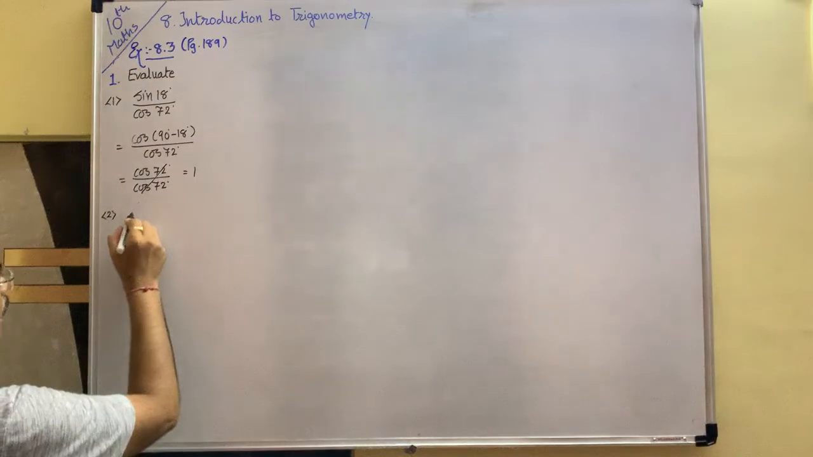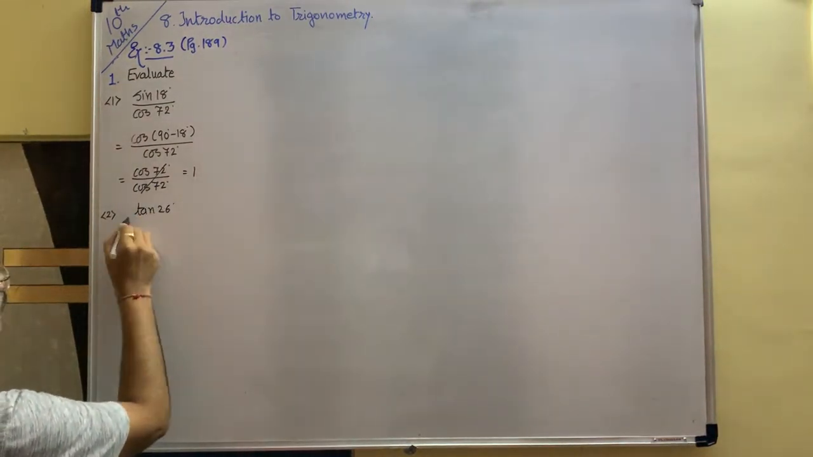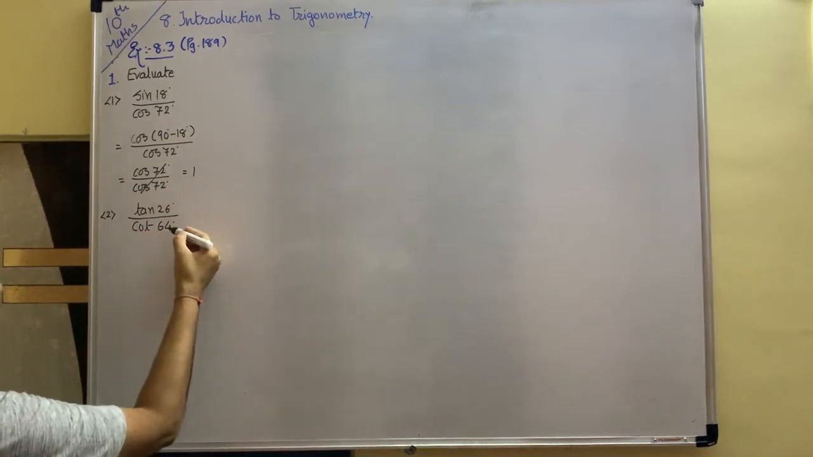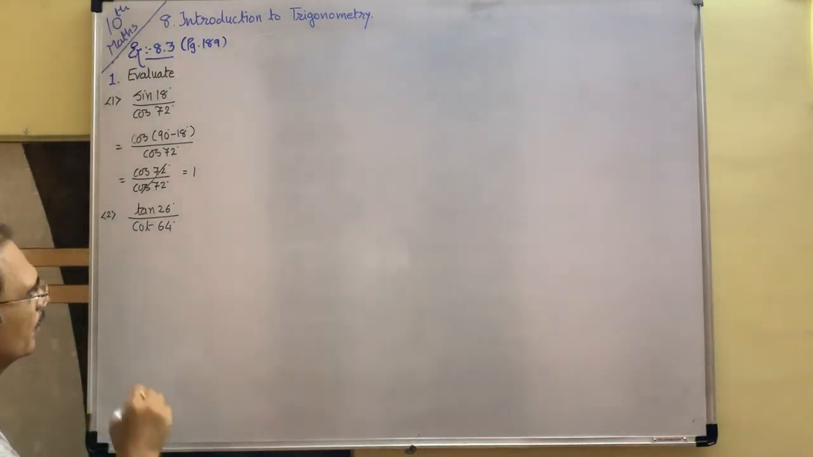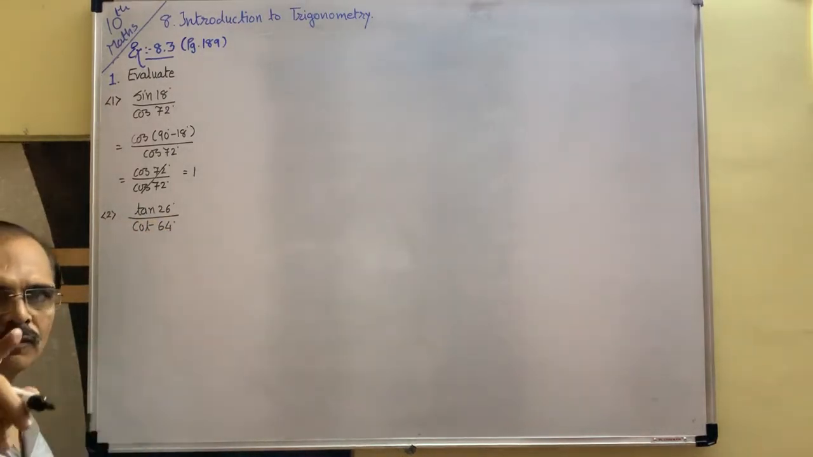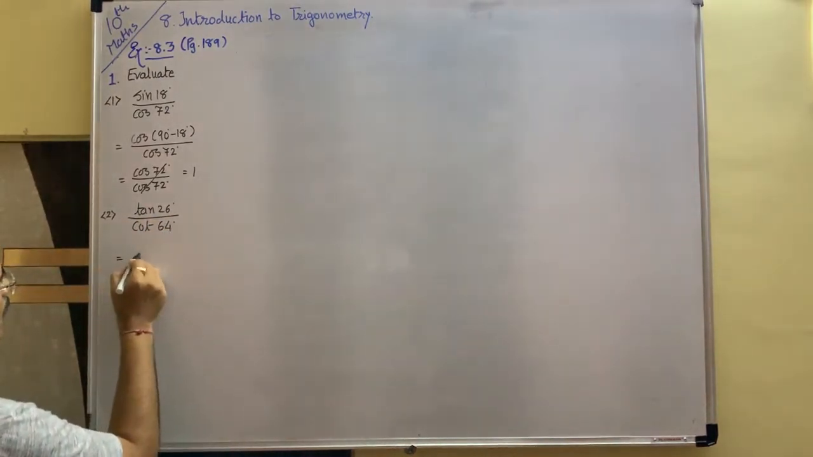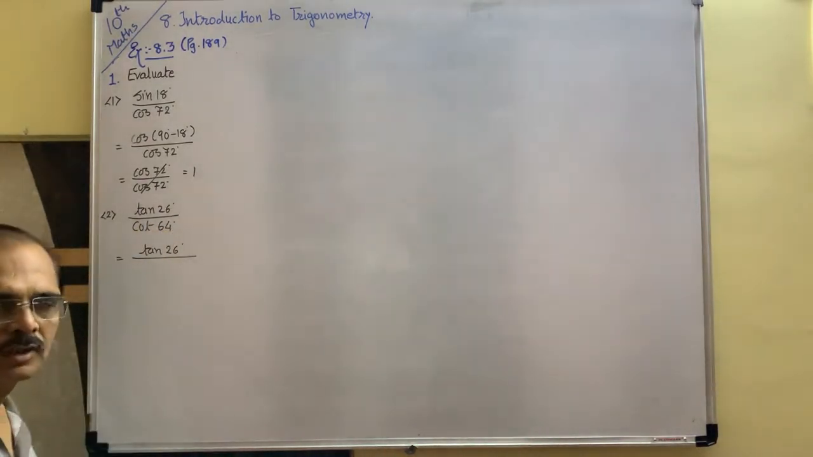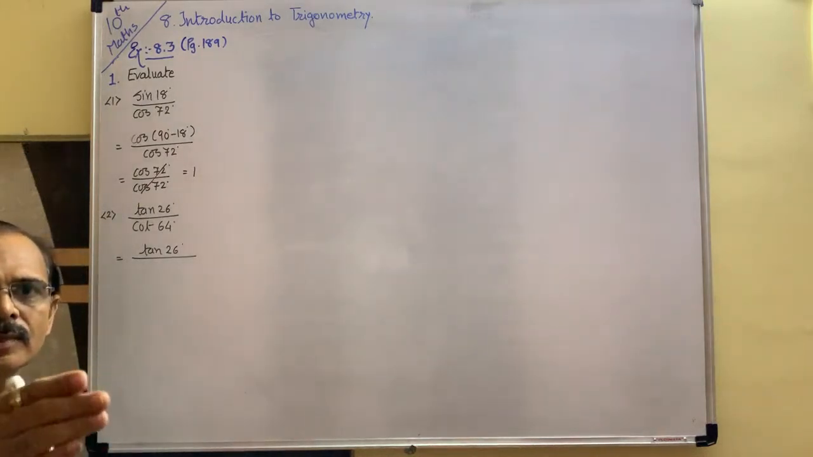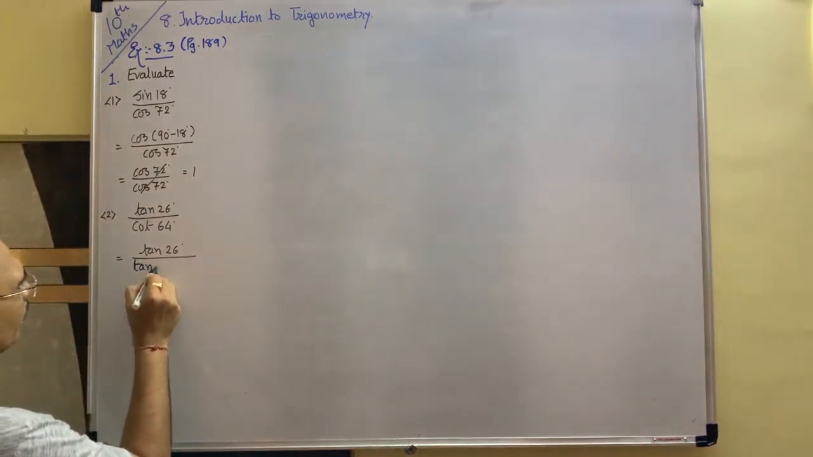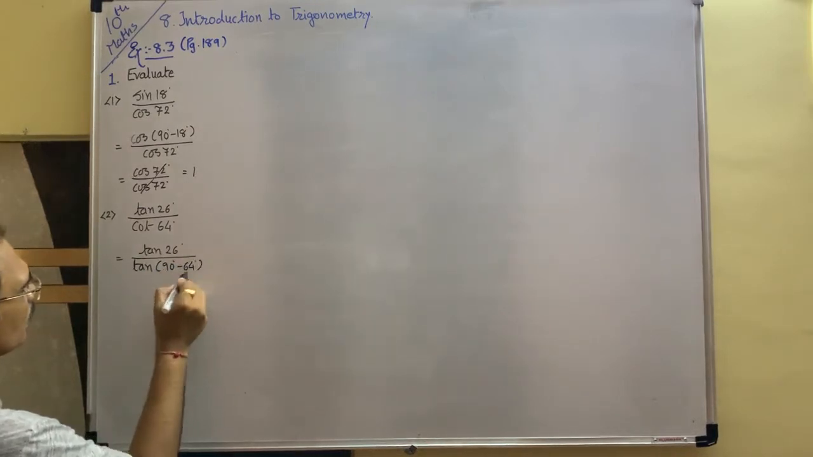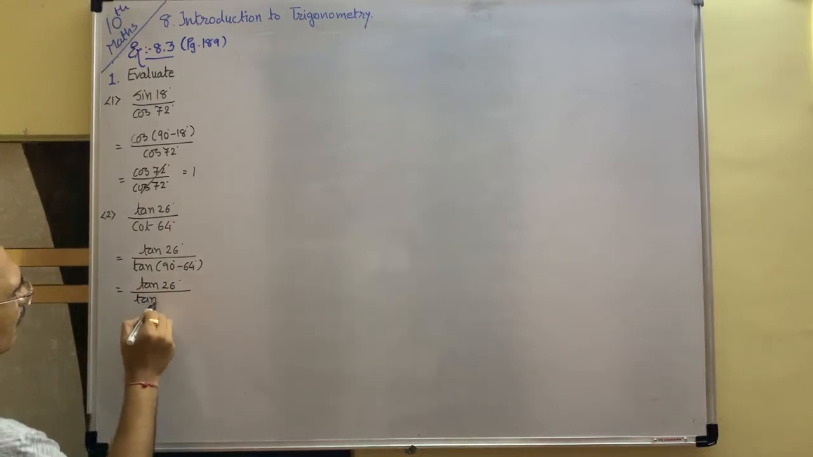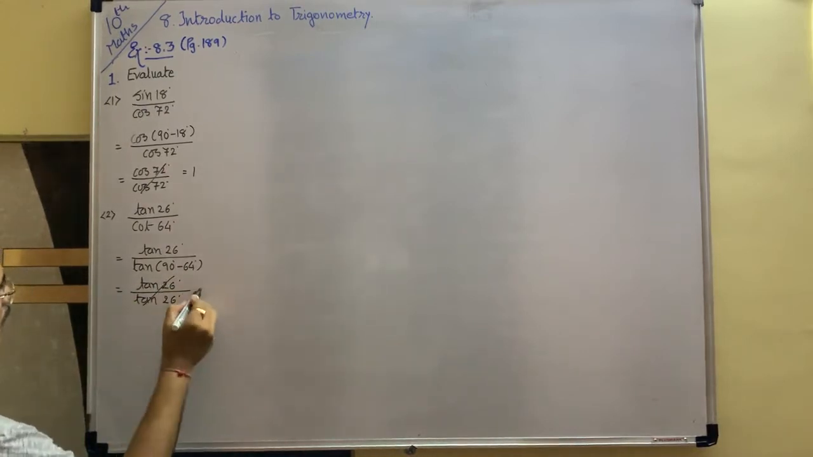Second, tan 26 upon cot 64. Now check it: 26 plus 64 is 90, so they are a pair. Out of these two, change any one, whatever you like. Suppose for this question I change the denominator. This is cot theta, and the formula is cot theta equals tan (90 minus theta). I can write tan (90 minus 64), so this is tan 26 as it is upon tan 26. Both are cancelled. Answer is 1.